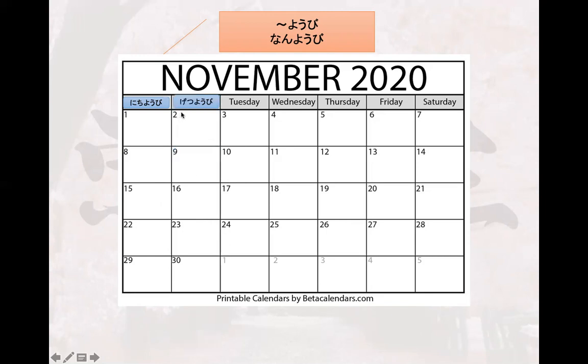Monday, getsuyobi. Tuesday, kayobi. Wednesday, suyobi. Thursday, mokuyobi. Friday, kinyobi. And Saturday, doyobi. Okay, again, Sunday is nichiyobi. Monday getsuyobi. Kayobi Tuesday, Suyobi Wednesday, Mokuyobi Thursday, Kinyobi Friday, and Doyobi Saturday. So ano ang common denominator? Lagi tayong may yobi.